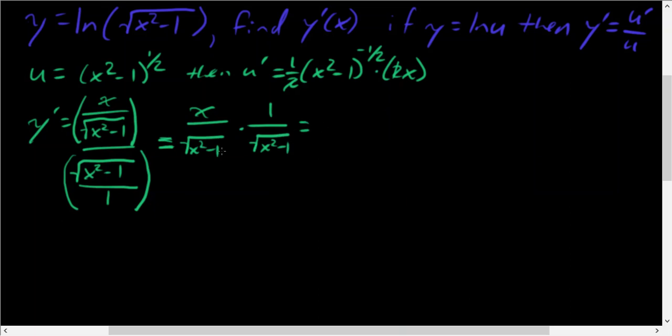Notice we have the same base to the same root power. If we multiply a square root by a square root, basically we just get that thing to the 1 power. So this becomes x over x squared minus 1 to the 1 power, 1/2 and 1/2. So now, okay, this is y prime. There's our derivative.